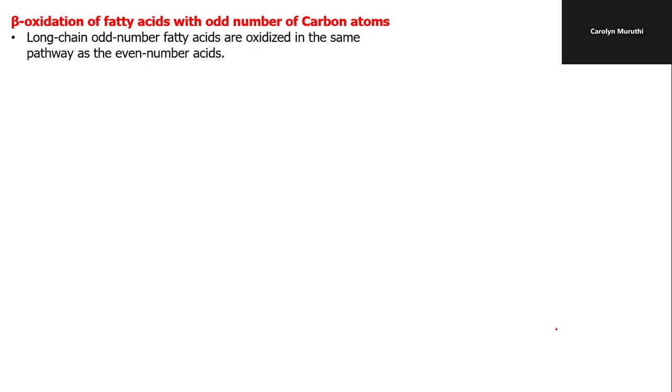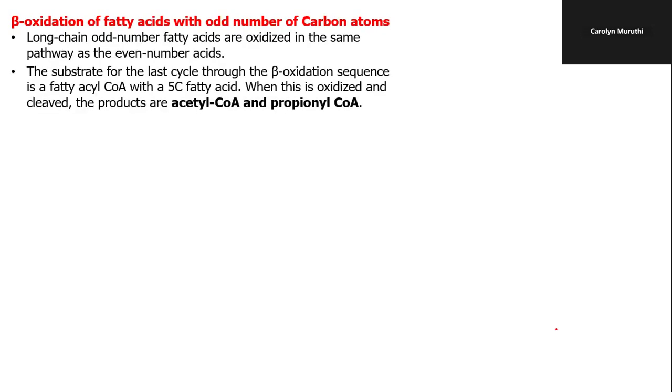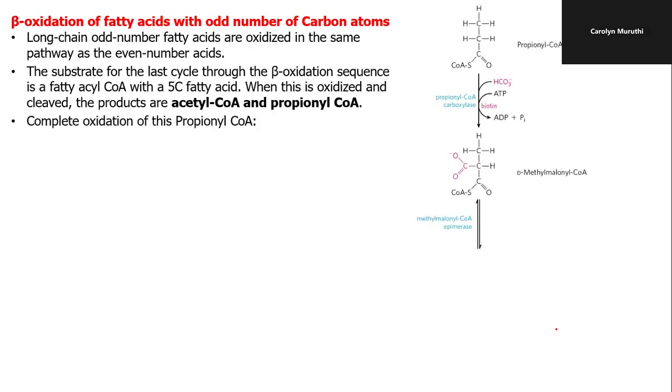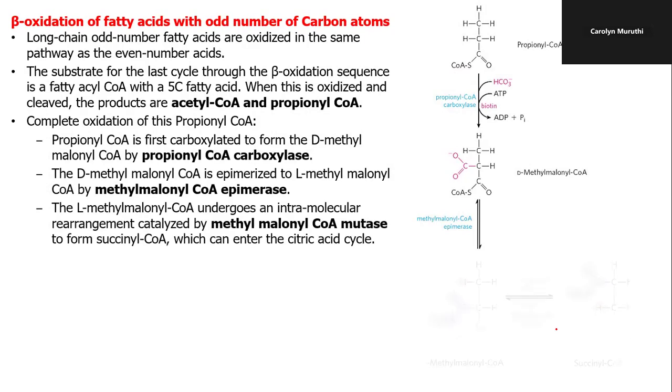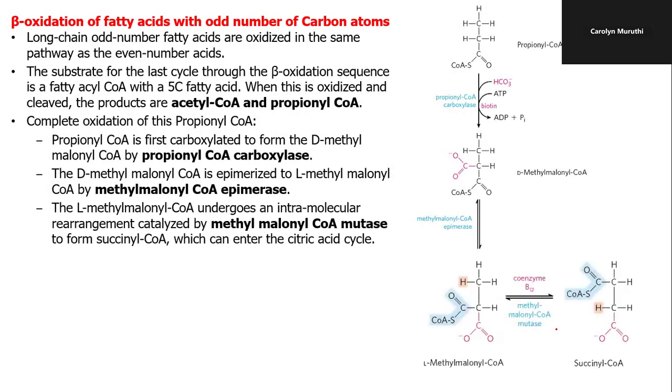Of interest is the beta oxidation of fatty acids with odd numbers of carbon atoms. They are oxidized in the same way as the even-numbered acids. What is important to note is that the final products, when you cleave the fatty acyl-CoA, are acetyl-CoAs and a propionyl-CoA. So how is propionyl-CoA then oxidized?